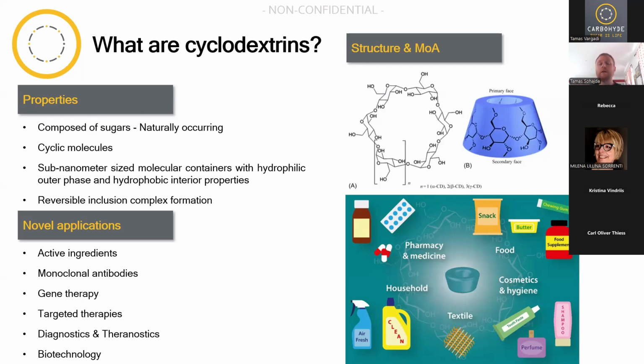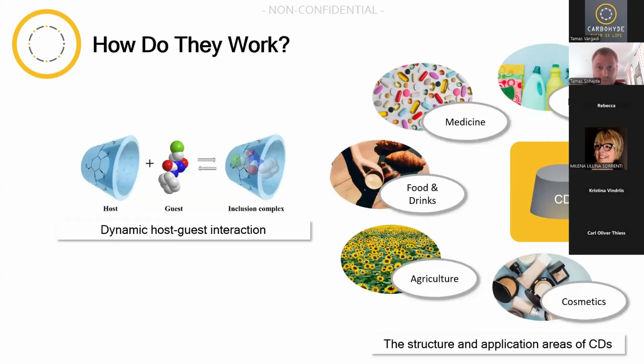Currently the mainstream use is still small molecule formulation, solubilization, and chemical stabilization or taste masking mostly. What we'll talk about today is how they can be used in monoclonal antibodies and gene therapy, and there are other applications which we will not talk about today, like how they can be used as active ingredients or in targeted therapies or in the diagnostic field, maybe on another occasion.